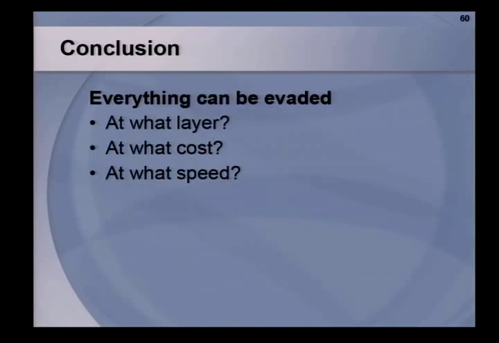So kind of a conclusion for this, our statement is basically everything can be evaded no matter what. It doesn't matter what appliance you're running, it has limits. What software you're running, it also has limits. What the attack is, it has limits. The questions really are, what layer can you evade it? How much does it cost you as an attacker to evade it? And how much time do you have to spend, and at what speed can you do the evasion? Those are really limiting factors.